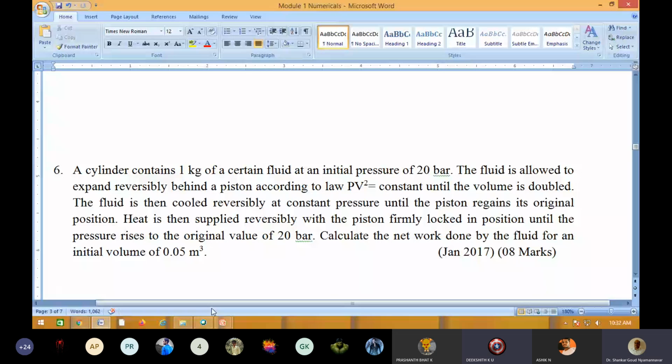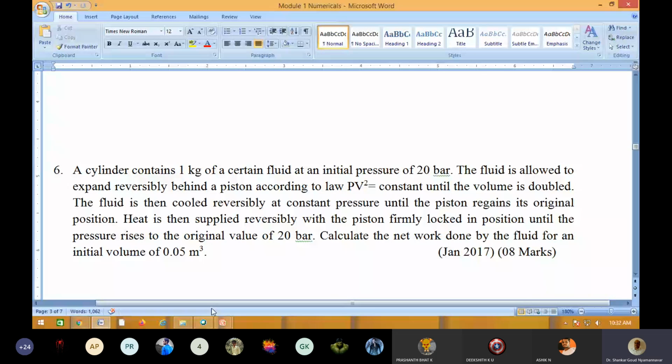From 2 to 3, cooling is done, and the piston regains its original volume. So what is the meaning of that? Volume decreases. That means from point 2 you should go left, right? Draw a straight line parallel to the v-axis towards the origin. Where do you have to stop? Till it becomes equal to V1, right?